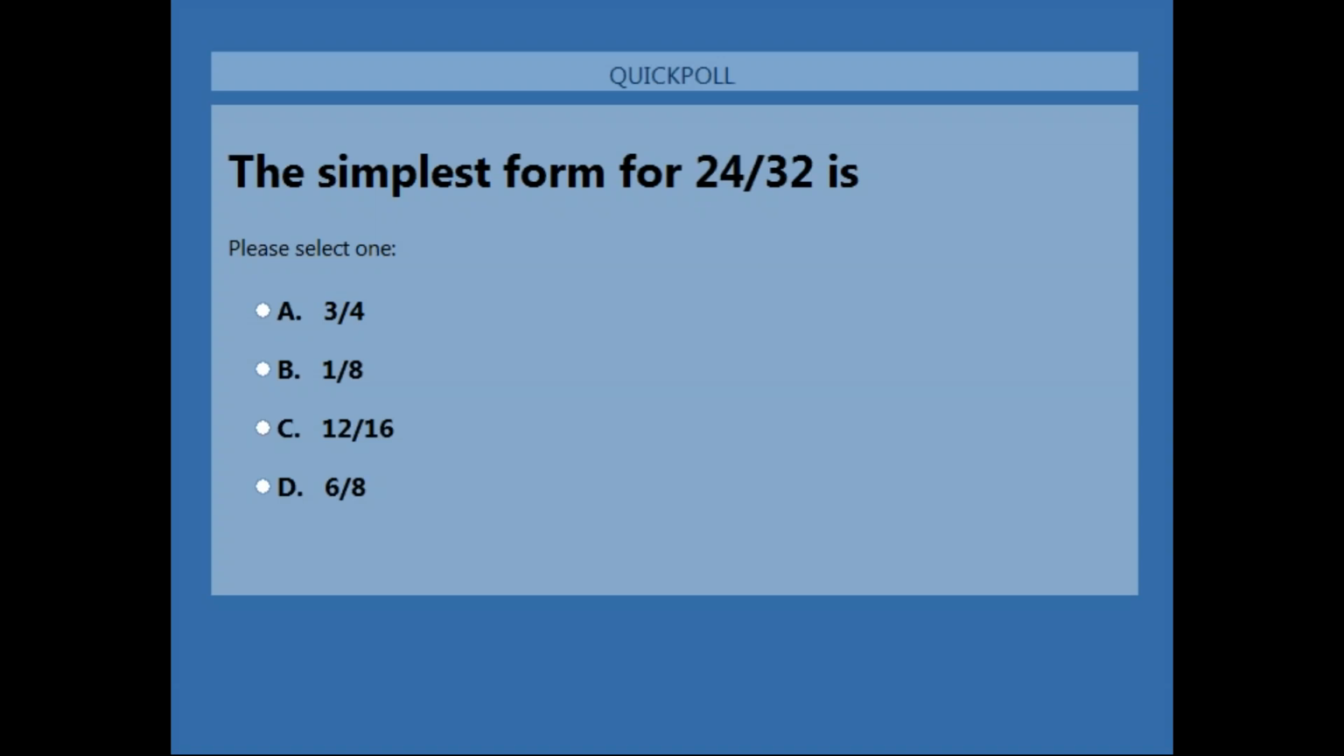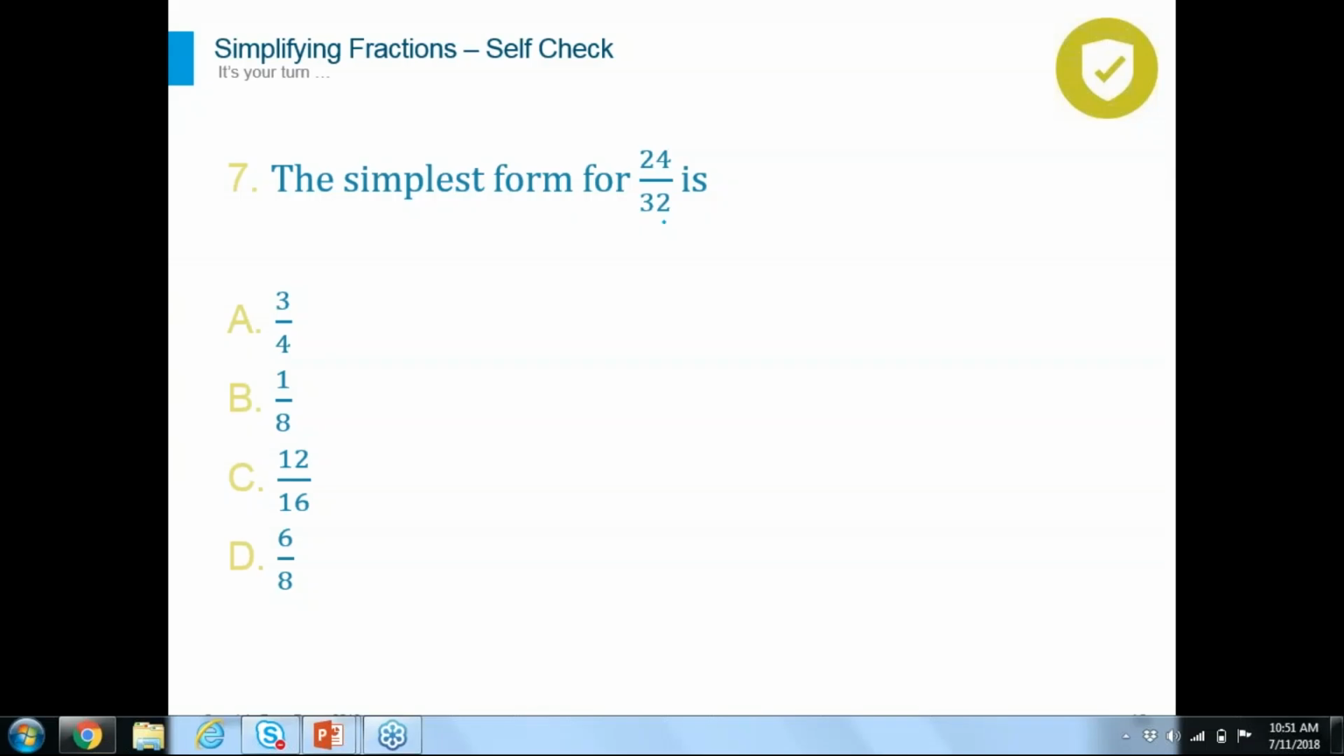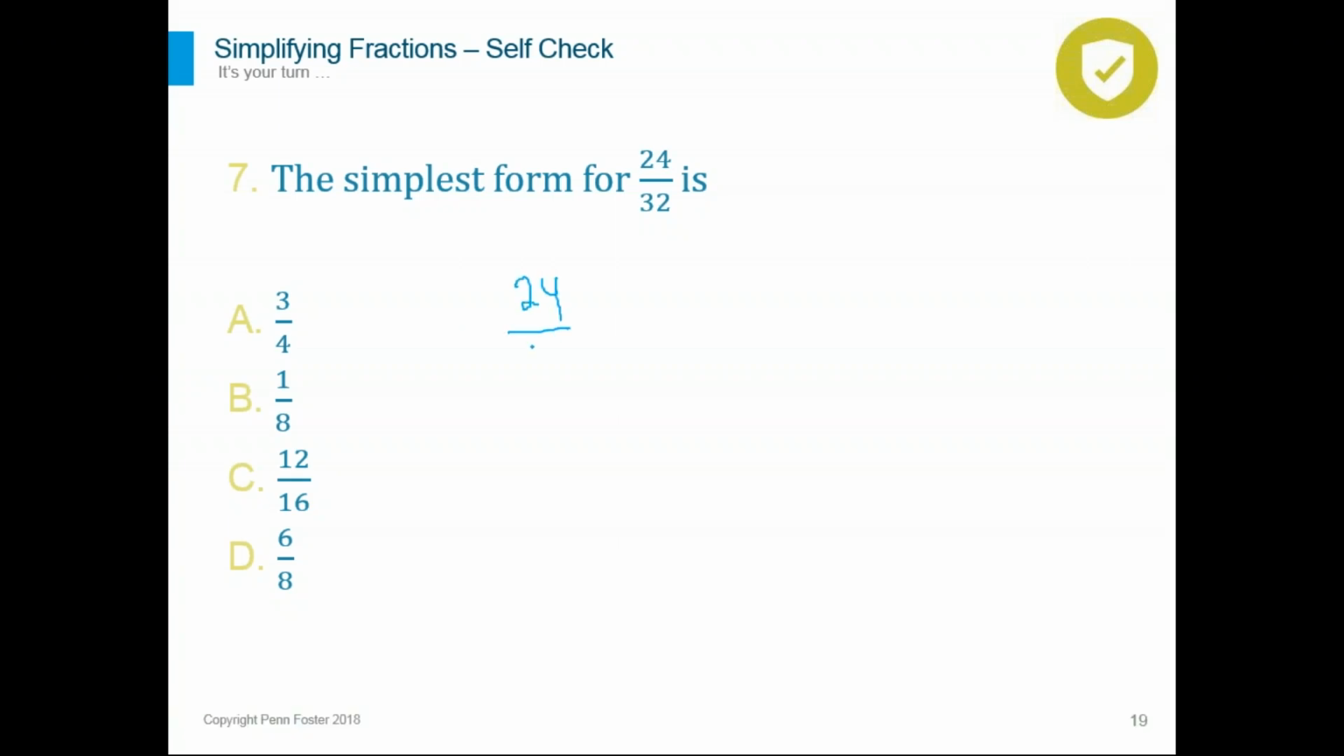Okay, let's do the question together. Again, we have 24 over 32. I'm going to do the second method. 24 over 32, they happen to be even numbers. I'm going to use that feature, divide over 2 and divide over 2. 24 over 2 is 12. 32 over 2 is 16.